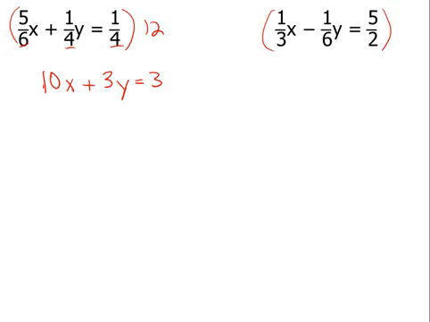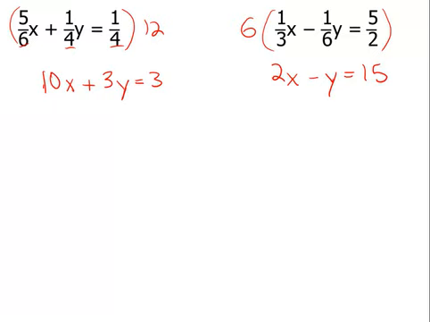Second equation, the least common multiple of 3, 6, and 2 is 6. So we're just going to multiply everything by 6. 1/3 of 6 is 2, so that's 2x, minus 1/6 y. Well, 6 times 1/6 is 1, so that's just 1 times y, or y, equals 5/2 times 6. Well, divide first. 6 divided by 2 is 3. 3 times 5 is 15. That's the other equation.